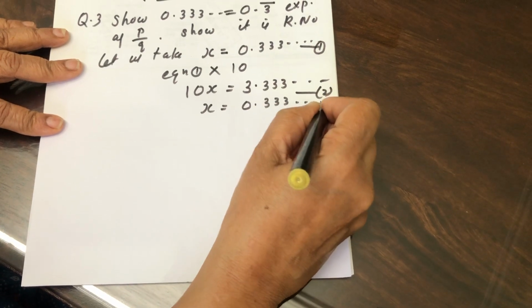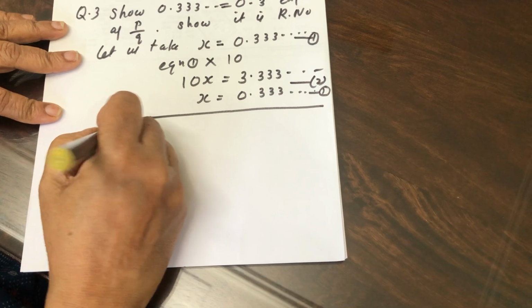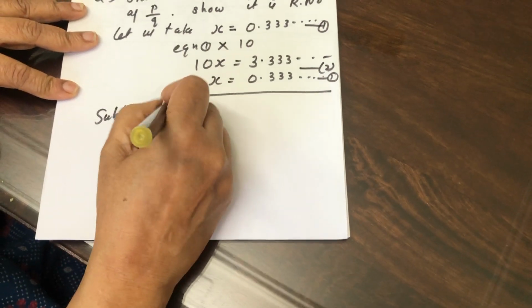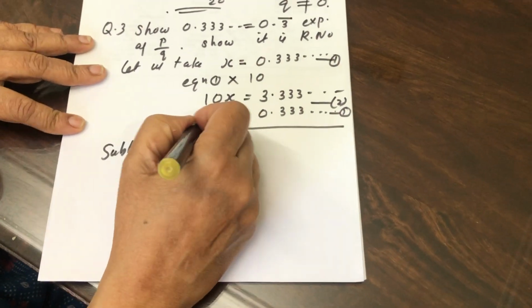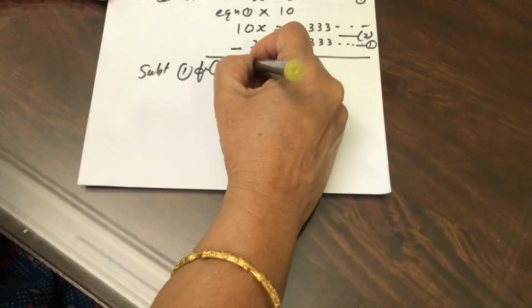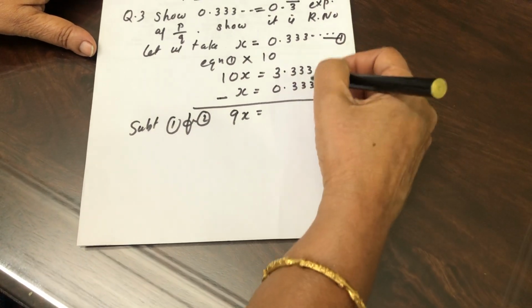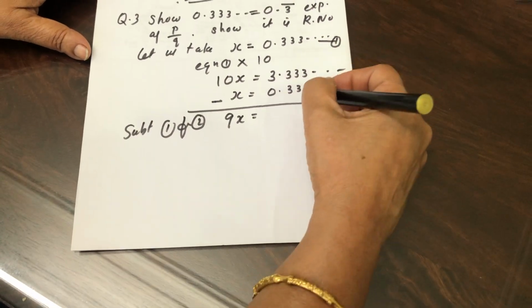0.333... is 1. So subtract 1 from 2. What is 10x minus x? It is 9x. Oh, so many 3's. For every digit 3, another 3 is there.